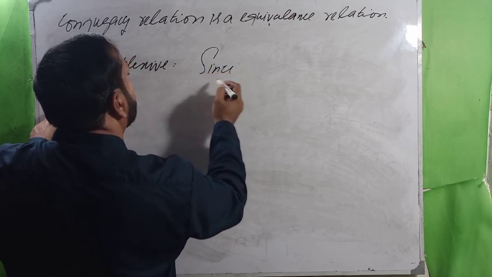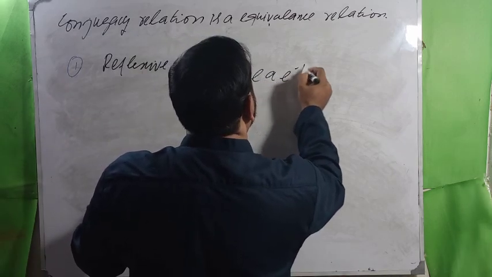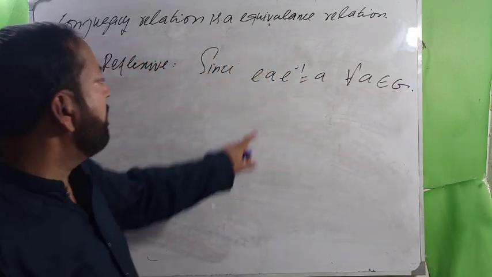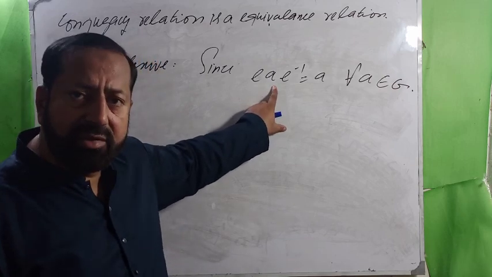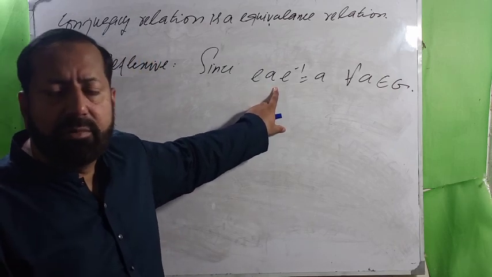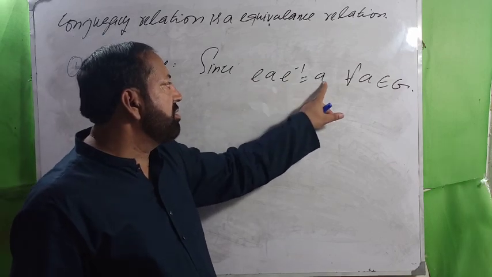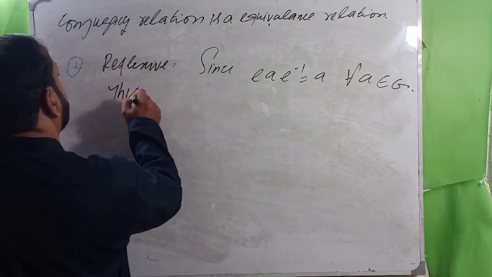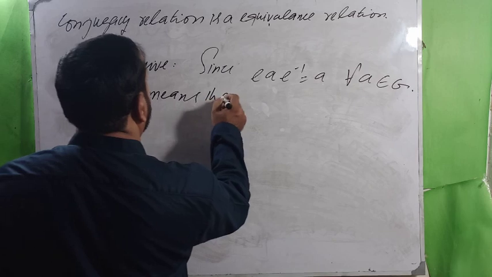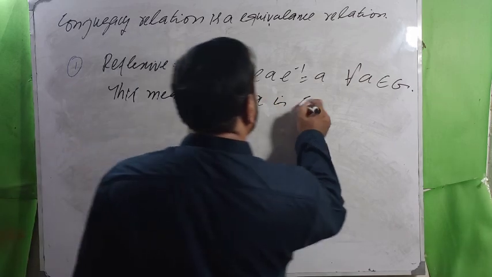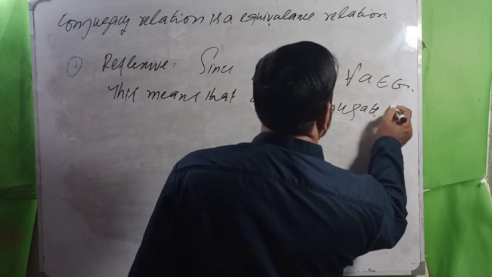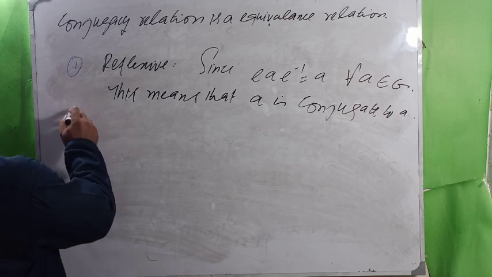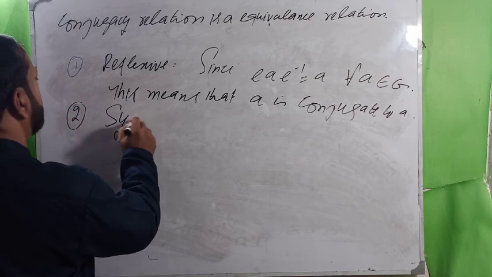Since E A E inverse is equal to A for all A belonging to G. You take any group G and this would automatically be satisfied corresponding to every element A of G. So E A E inverse is equal to A. That's why A is conjugate to A. This means that A is conjugate to A. Right? A is related to A. Secondly, symmetric.